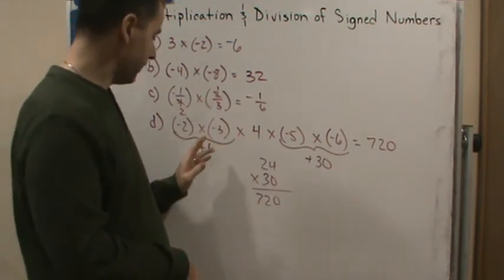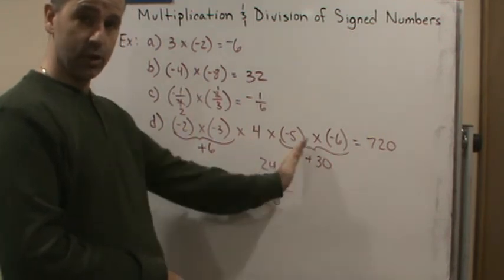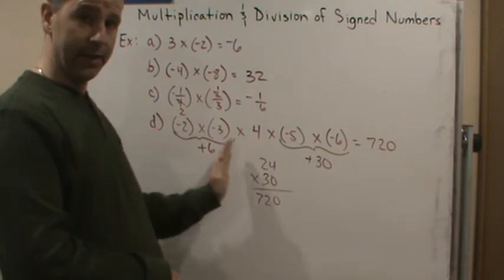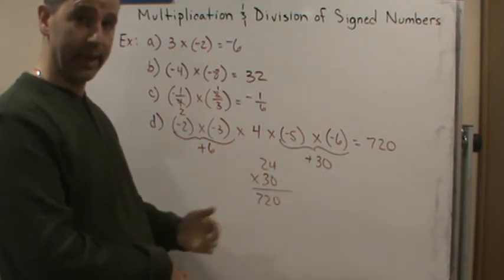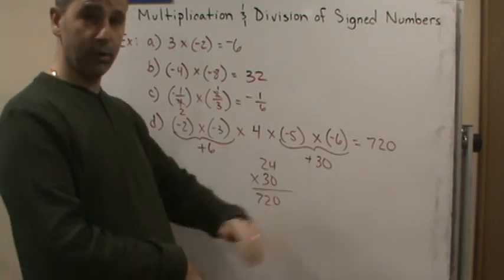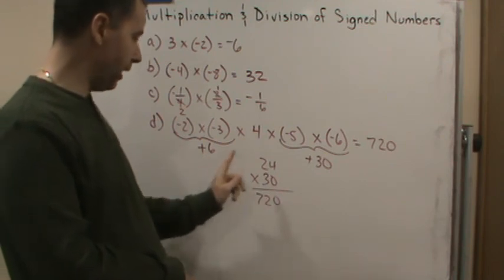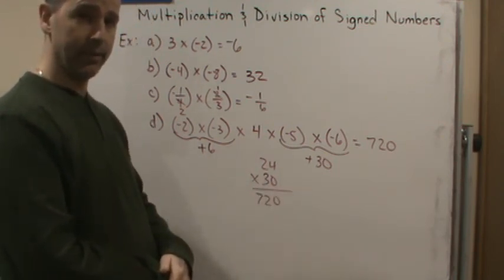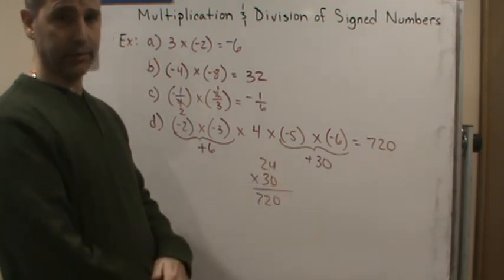So in other words, if you have an odd number of negative signs in your string of multiplication, your answer is going to be negative. If you have an even number of negative signs, your answer is going to be positive because you can pair them up and use the fact that a negative times a negative is positive. And then we all know that positive times positive is positive.